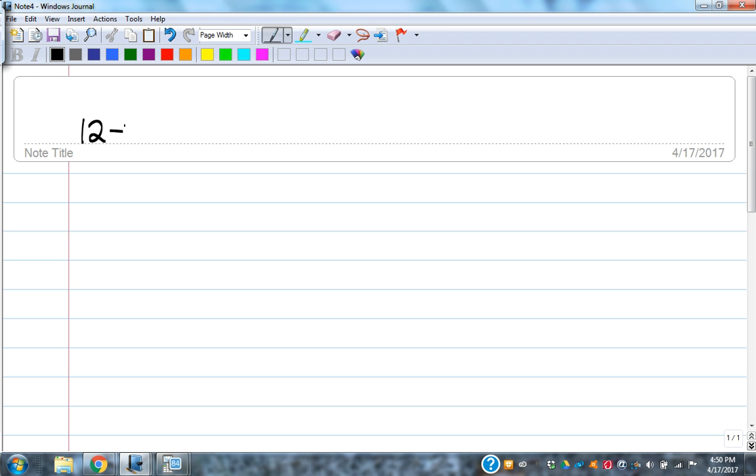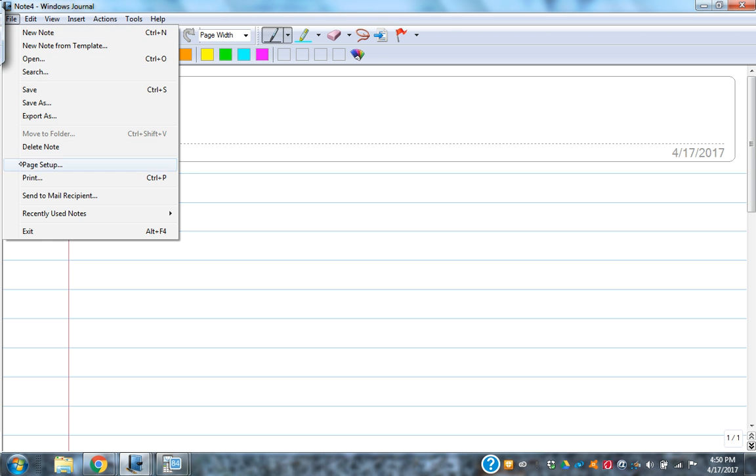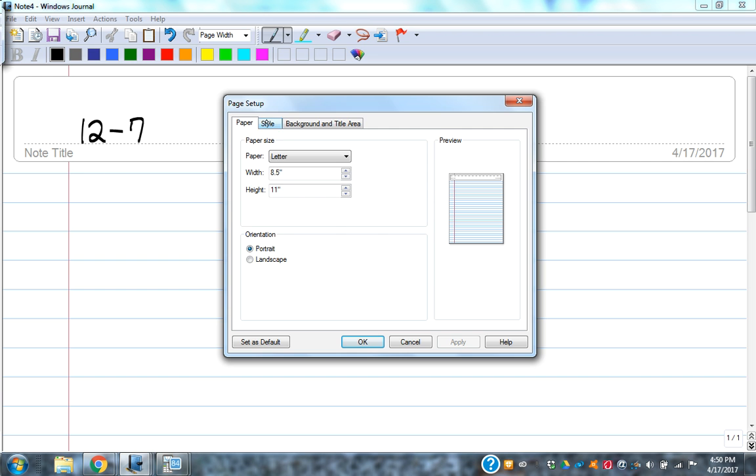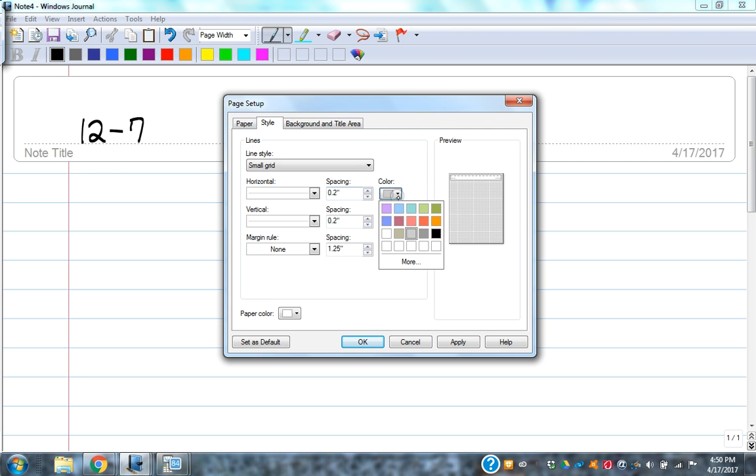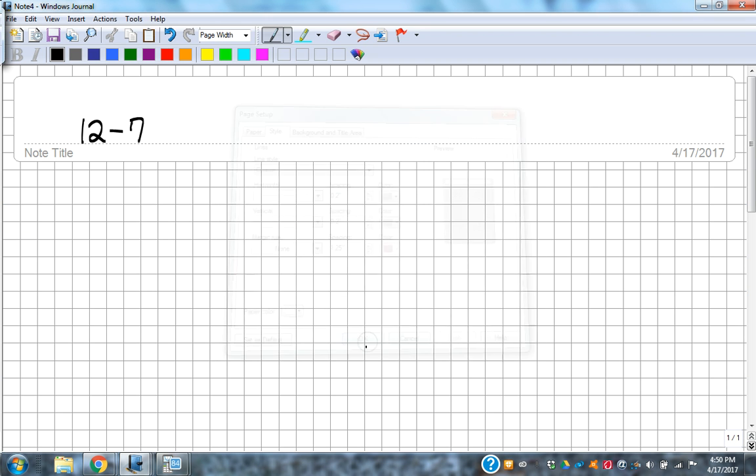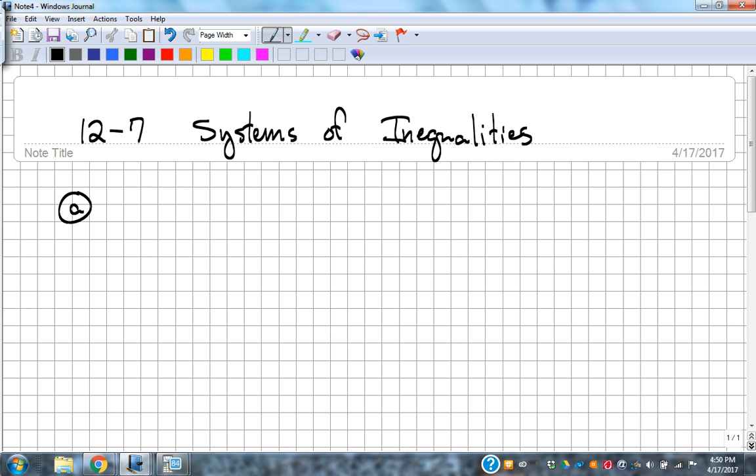12.7. It's related because I'm going to swap this over to graph paper and we're going to do inequalities. Darken those lines a little bit. So systems of inequalities. So example A, you might have y is greater than 3x minus 7, and then the second equation be y is less than or equal to negative 1/2 x plus 5, something like that. And you're asked to graph that system of equations.